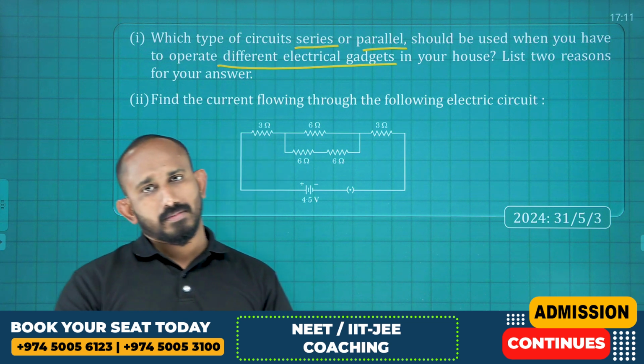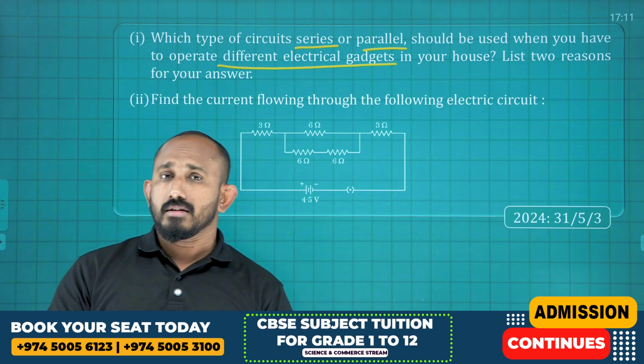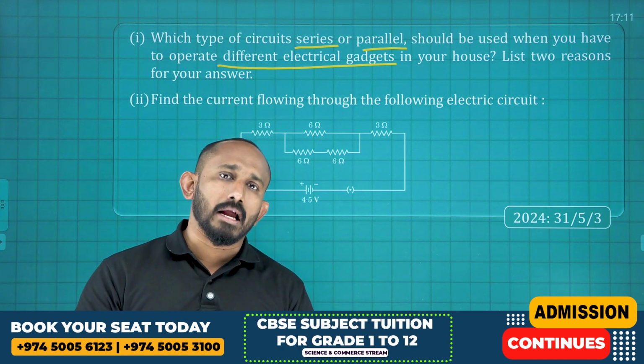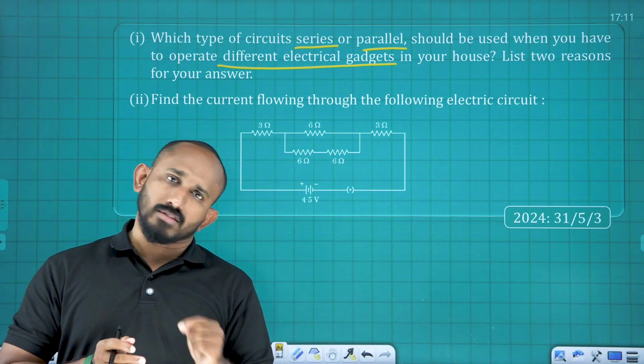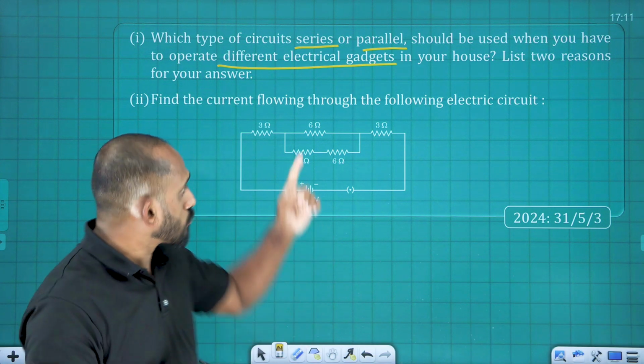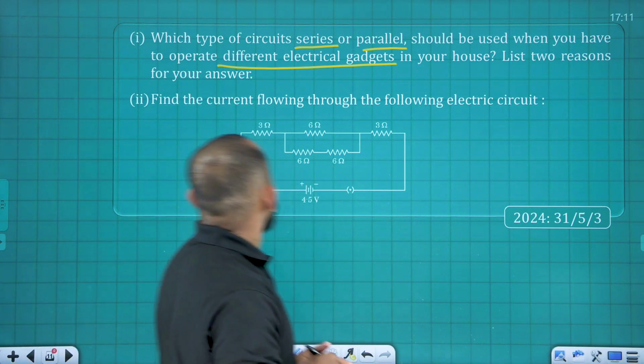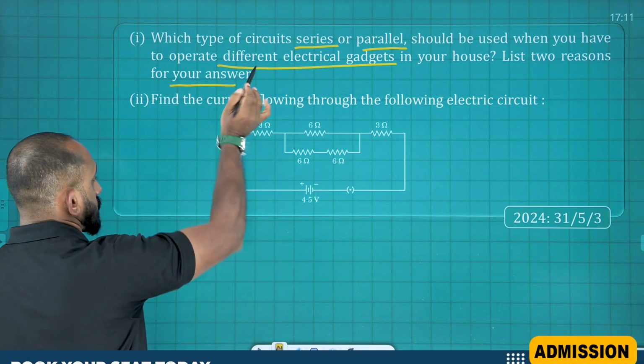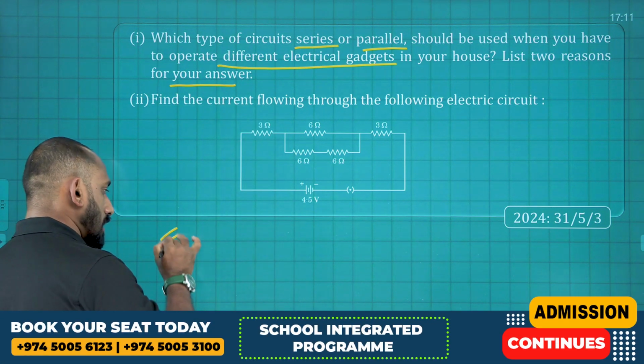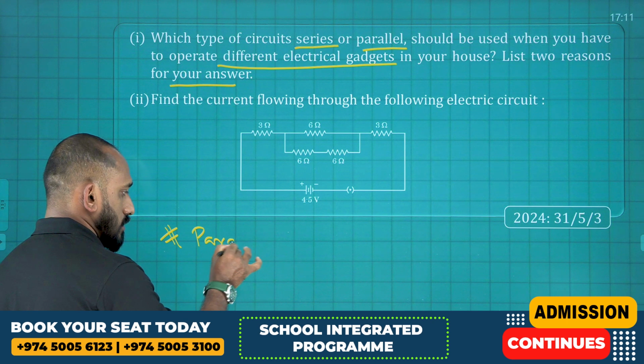So parallel is better. Though they have the same ratings, still in parallel, each one can be operated separately. So list two reasons for your answers. So which one do you prefer? We prefer the parallel circuit.